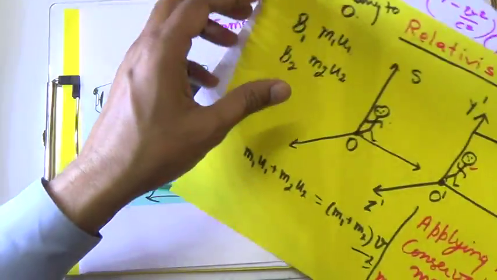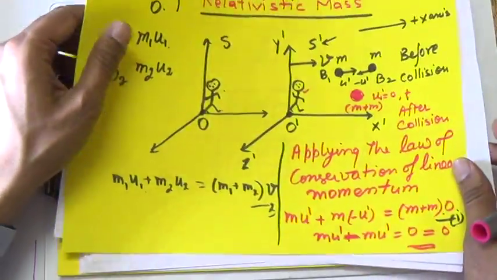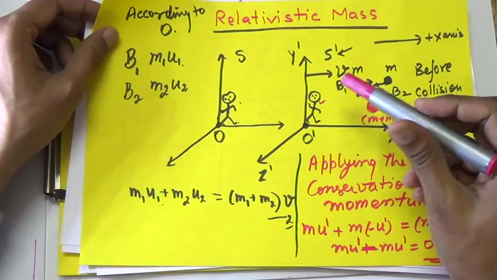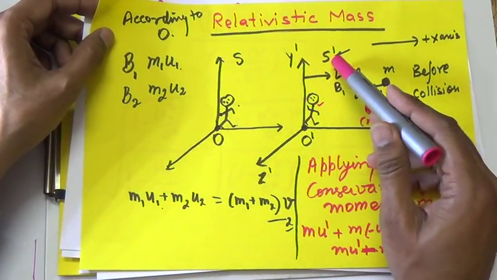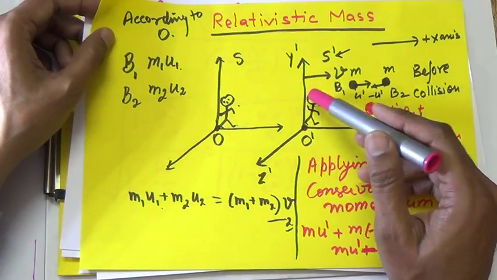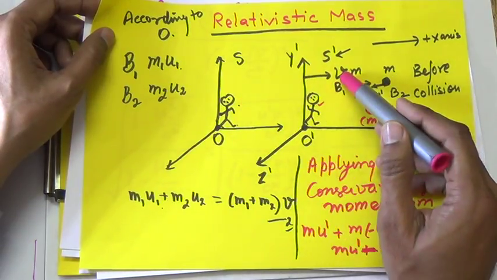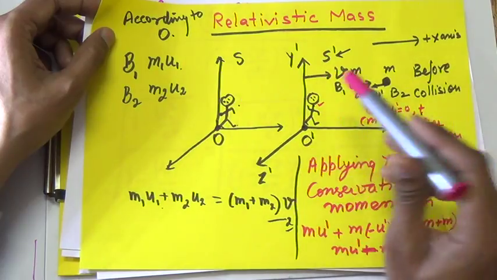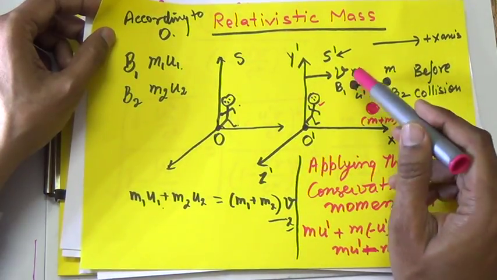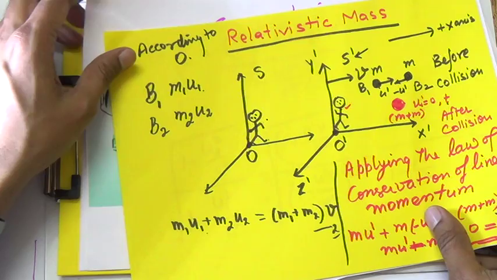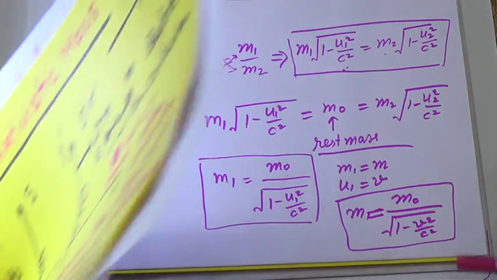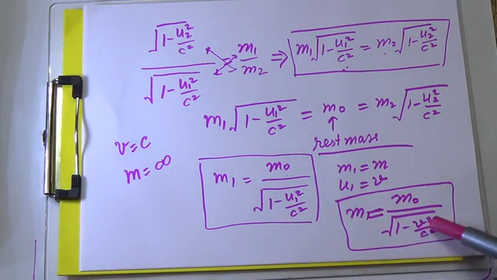Then after we convert this into a coordinate system, that basically a frame of reference S prime and S. S prime frame is a moving frame, moving with respect to S with this speed v, which is relative to this one, and these are the two balls in S prime frame. So this was the idea of relativistic mass, and m is equal to m naught upon square root 1 minus v square upon c square is that formula.